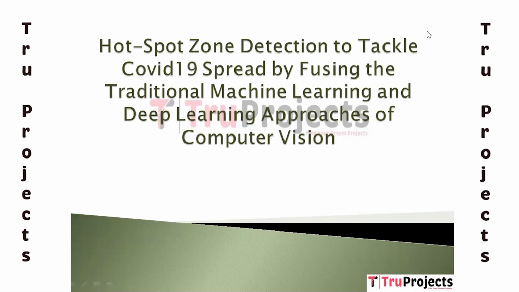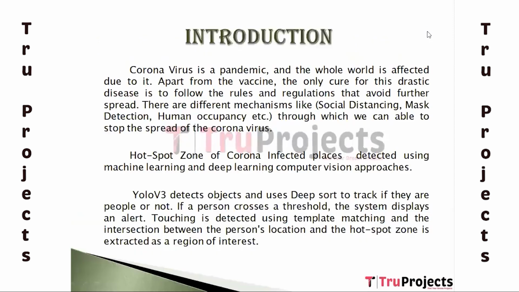We are going to explain hotspot zone detection to tackle COVID-19 spread by fusing the traditional machine learning and deep learning approaches of computer vision. Introduction. Coronavirus is a pandemic and the whole world is affected due to it. Apart from the vaccine, the only cure for the drastic disease is to follow the rules and regulations that avoid further spread. There are different mechanisms like social distancing, mask detection, human occupancy, etc., through which we are able to stop the spread of the coronavirus.